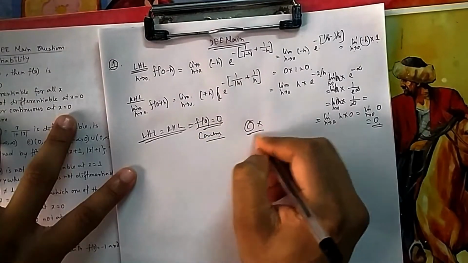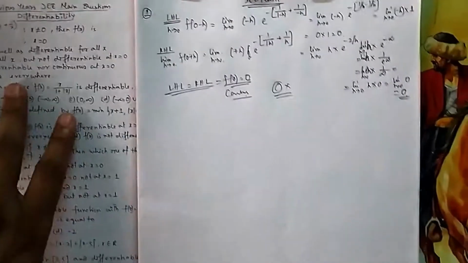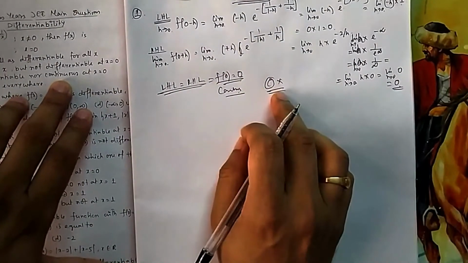So option C is not the answer. Obviously you can now get it. It is saying that it is neither differentiable nor continuous, but we have seen it is continuous.